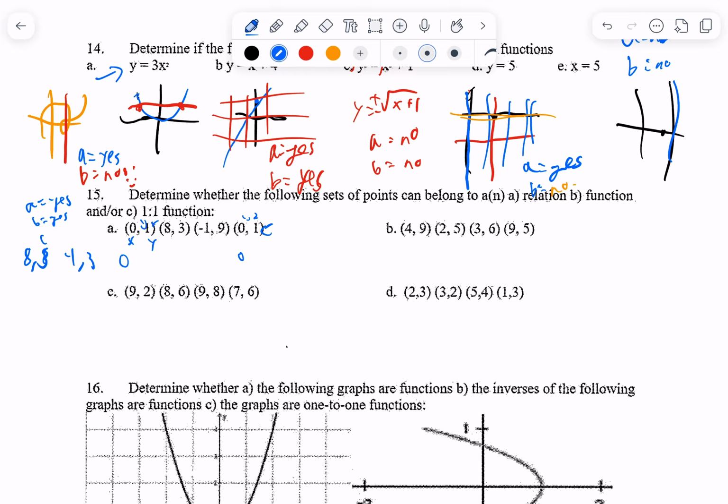And then C, is it a one-to-one function? It is a one-to-one function, because again, it doesn't repeat. See how it's -1, 0, and 8 if we put it in order for all the x's. Since -1 is 9, 0 is 1, and 8 is 3.